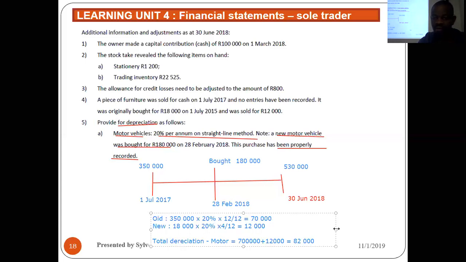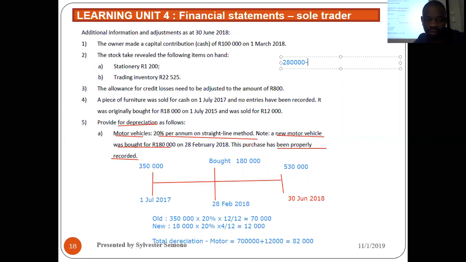So we can still do the one for furniture here so that we can just have everything. Are you okay? So I'm gonna put the furniture one here, don't be confused. For the furniture, give me the balance first. For the furniture, the balance at the beginning was how much, the cost? It was 280 for furniture. But remember, we sold the one at the cost of how much? Of what? 18,000. We must take it out. 18,000 to show how much we are left with.